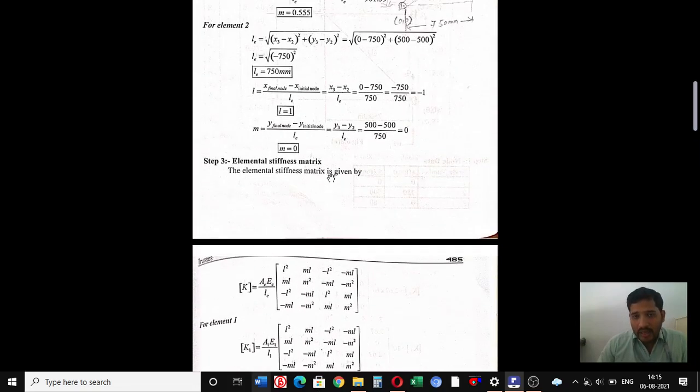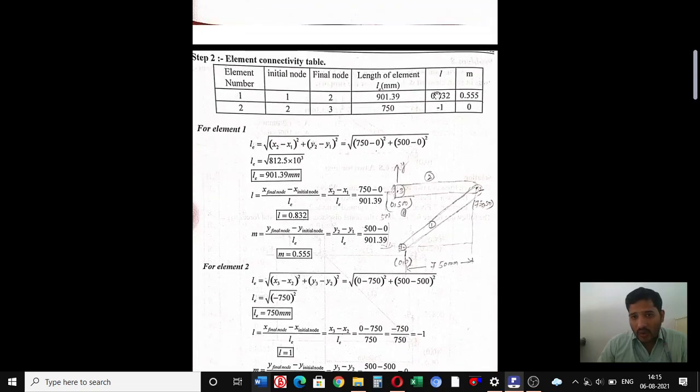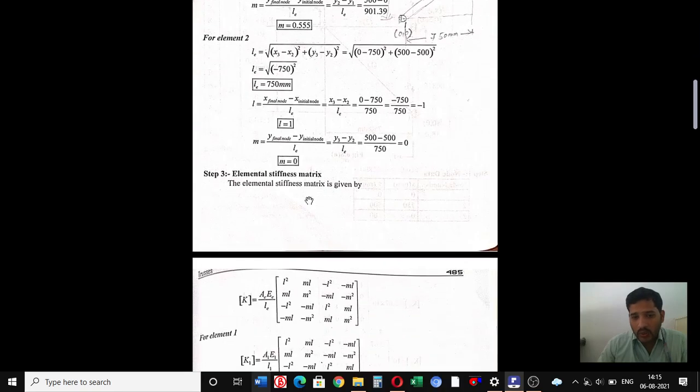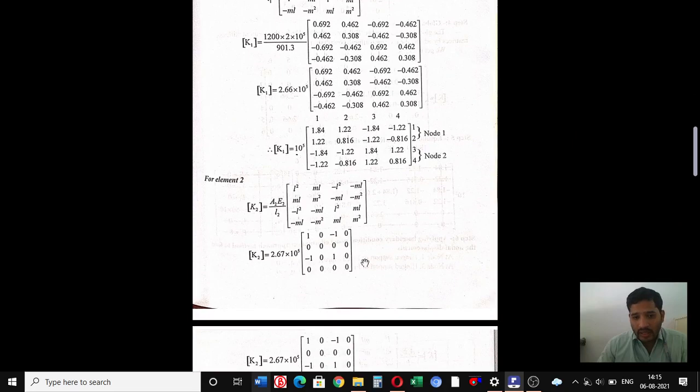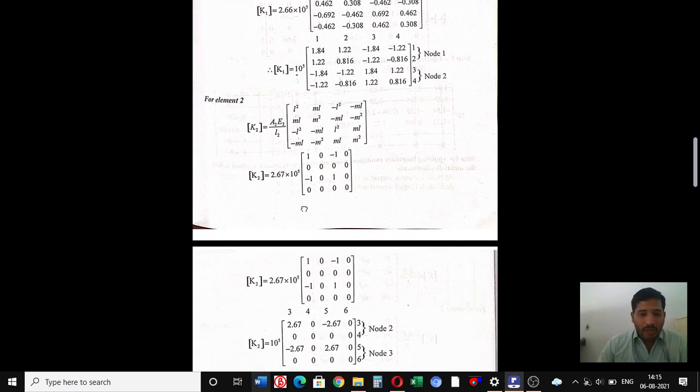As well as if you substitute L equal to minus 1, M equal to 0, then you will get this value. L equal to how much? Minus 1, M equal to 0. So minus 1 whole square should be how much? Plus 1. And 0 into anything should be 0. Then you will get this matrix.